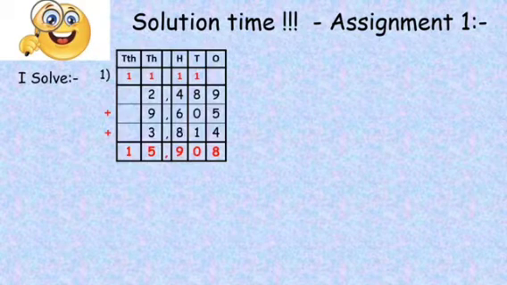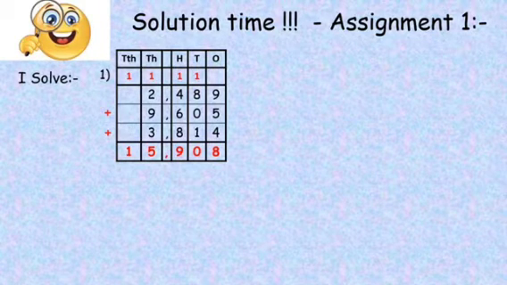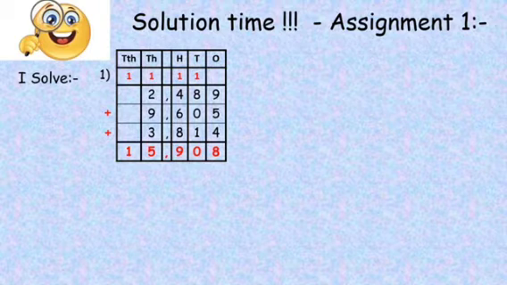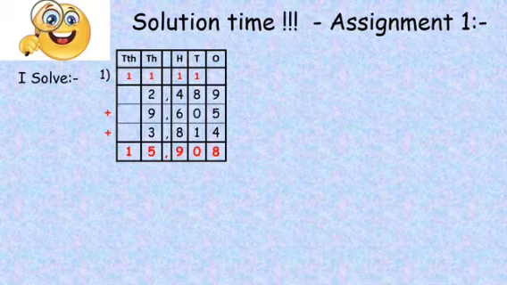Solve. The first problem was 2489, 9605 and 3814. We just arrange them in the place value chart. Then we add each digit from the right-hand side.